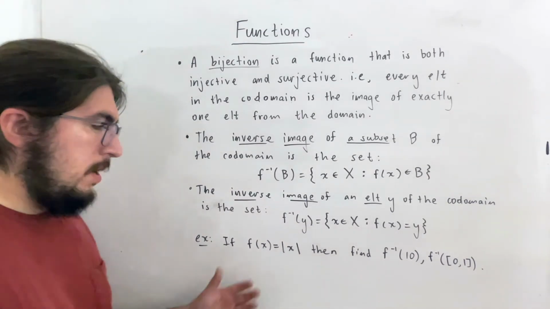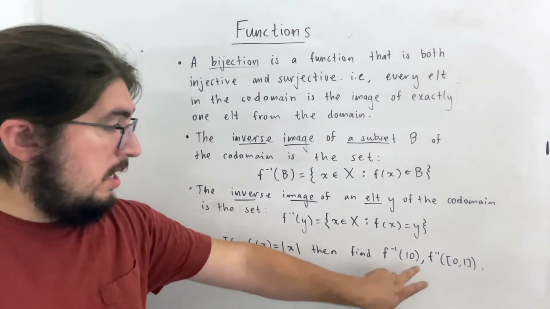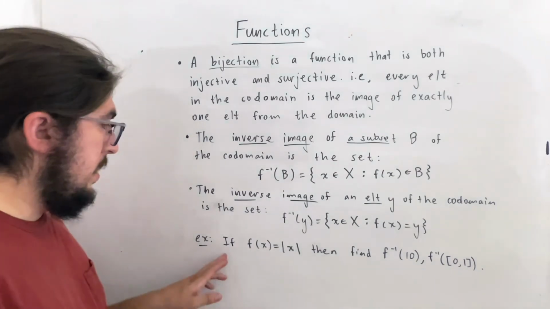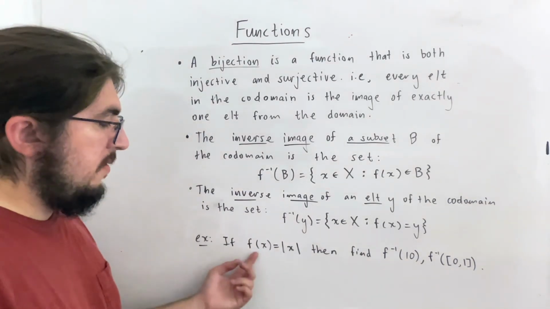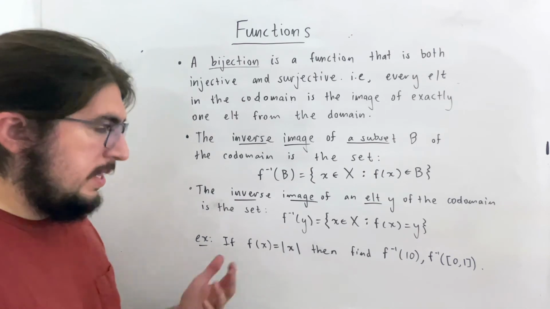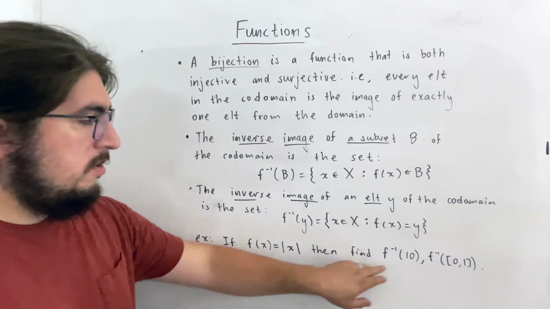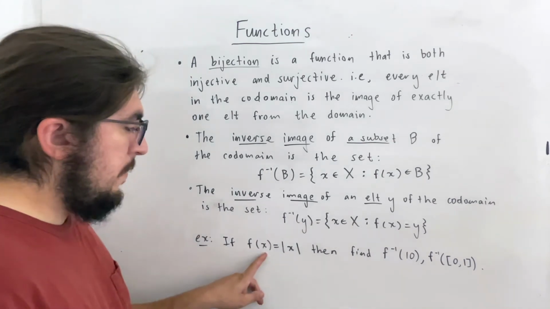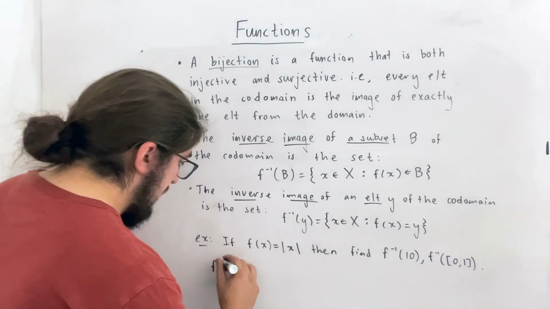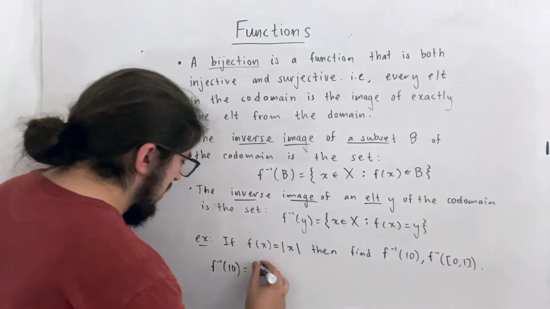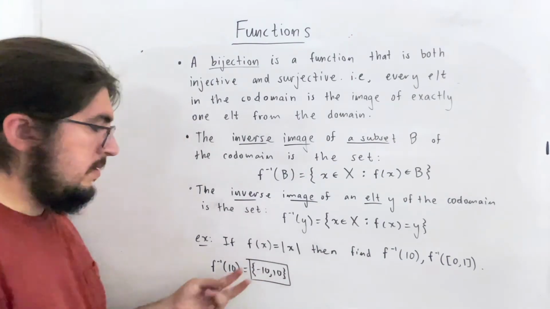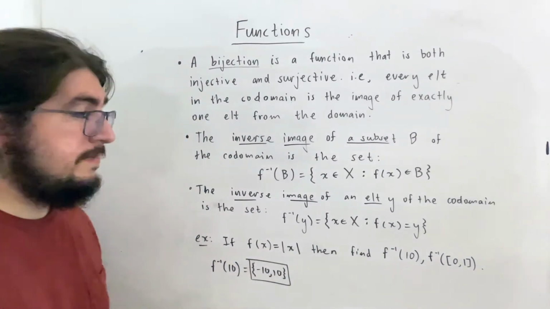Now, in this example, I want you to find the inverse image of an element and of a set. So we'll do it right now. Here we're defining f to be the function such that f of x is the absolute value of x. So you take the absolute value of your input, and that's your output. So what is the inverse image of 10? What numbers can you plug into the absolute value that give you 10? Of course, 10 and negative 10. So f inverse of 10 is the set of numbers negative 10 and 10. Why? Because when you take these numbers and plug them into absolute value, you get the image 10.